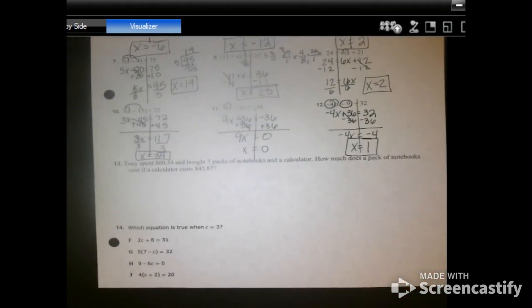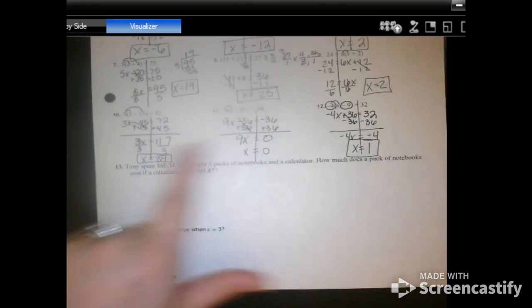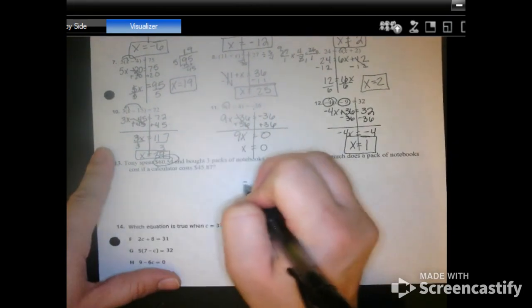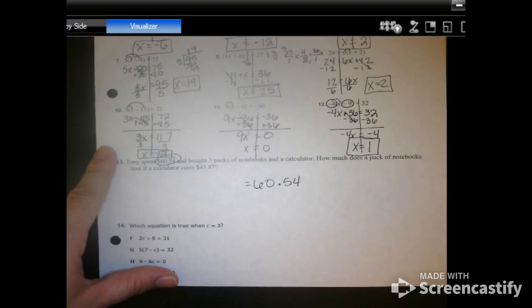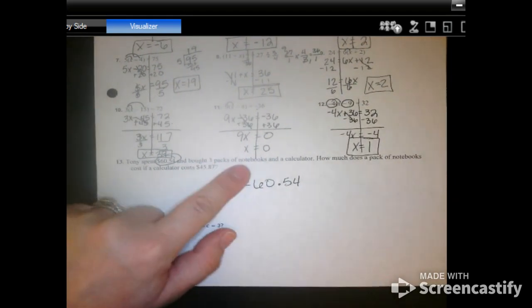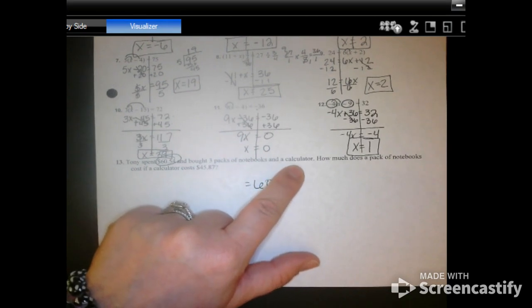This next one. Tony spent $60.54 and bought 3 packs of notebooks and a calculator. How much does a pack of notebook cost if a calculator costs $45.87? So what we have to do is we have to set up an equation. Okay, it doesn't necessarily have to be one that looks exactly like this. All right, here is my total. That tells me it goes by itself on one side, right? I have 3 packs of notebooks and a calculator.